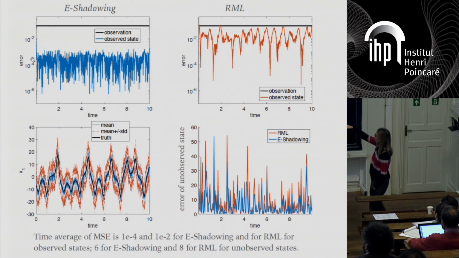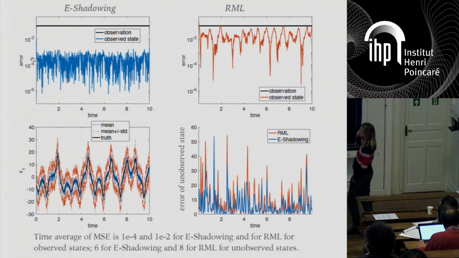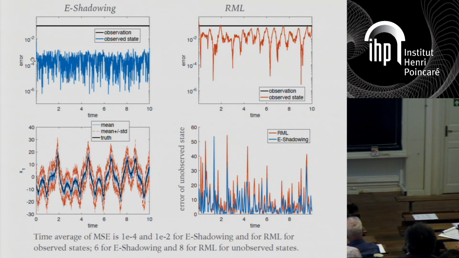And this is just to show how the E-shadowing is doing with respect to the ensemble. The black one is the truth, the blue curve is the mean, and the red is plus or minus one standard deviation. All right.